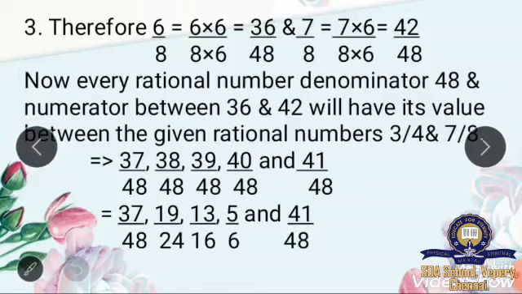So what comes next to 36? 37. So 37 by 48, 38 by 48, 39 by 48, 40 by 48 and 41 by 48. If you have common factors, let's cancel them. So we get 37 by 48, 19 by 24, 13 by 16, 5 by 6 and 41 by 48. So we find the 5 rational numbers in between these two terms. Okay.